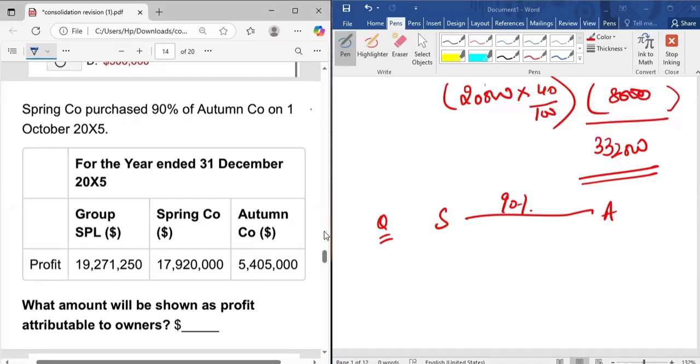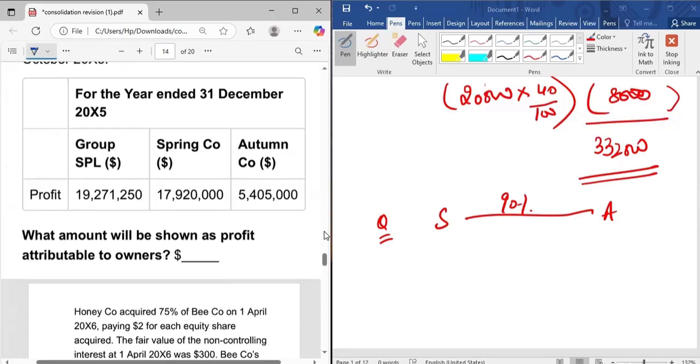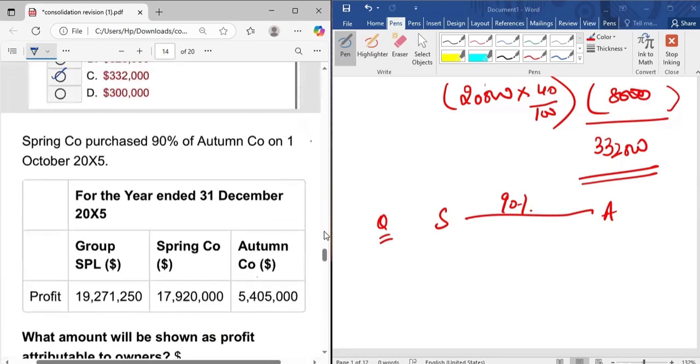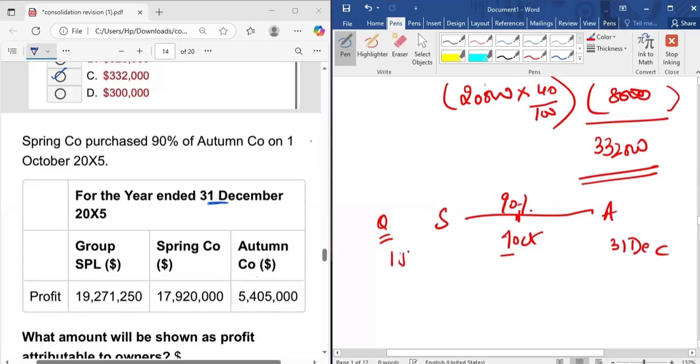Okay. What amount will be shown as profit attributable to owners? This acquisition took place on 1 October, and our year end is 31 December. So the year start must be 1 January. What are the post acquisition months? October, November, December, just the 3 months.